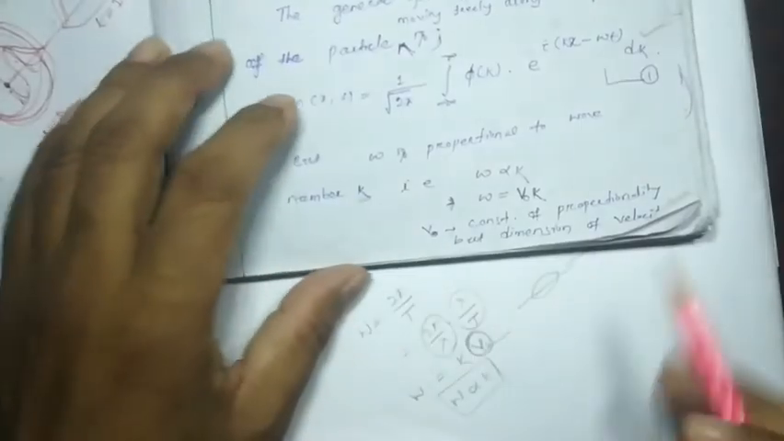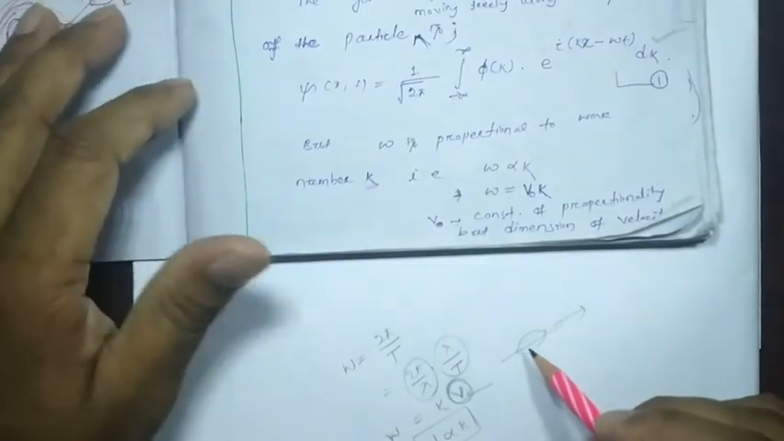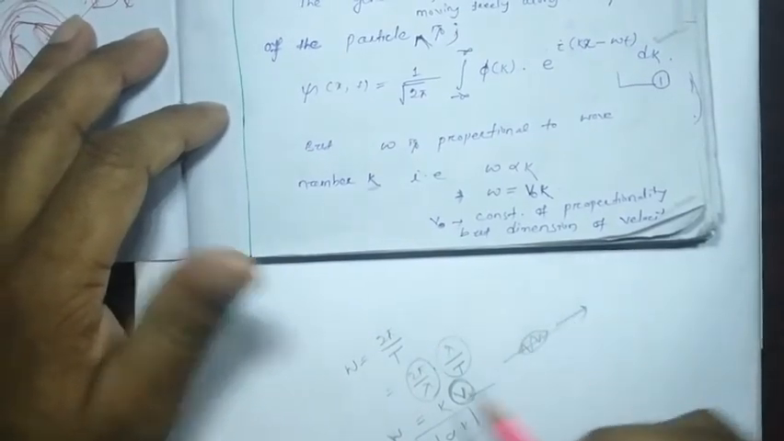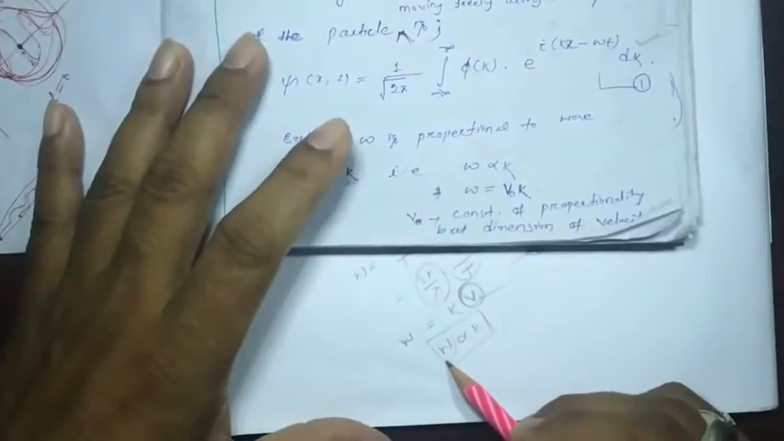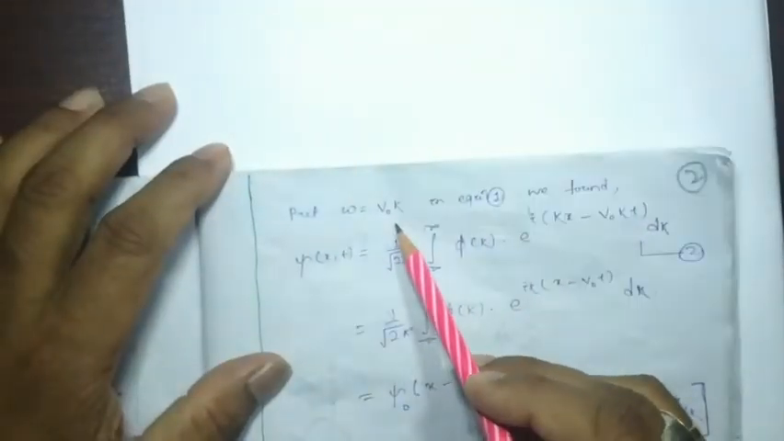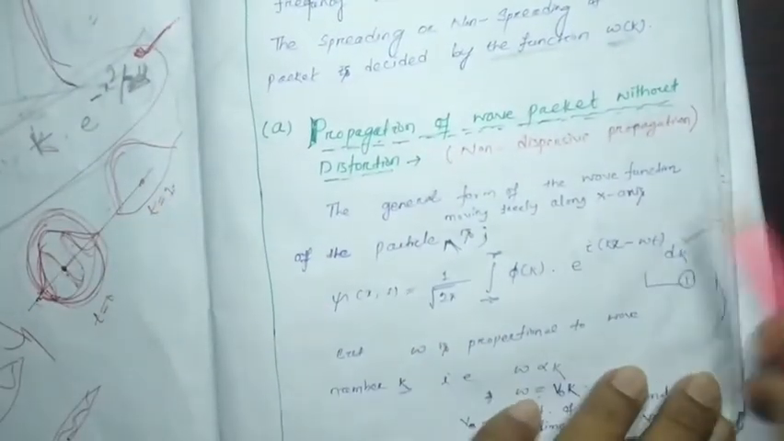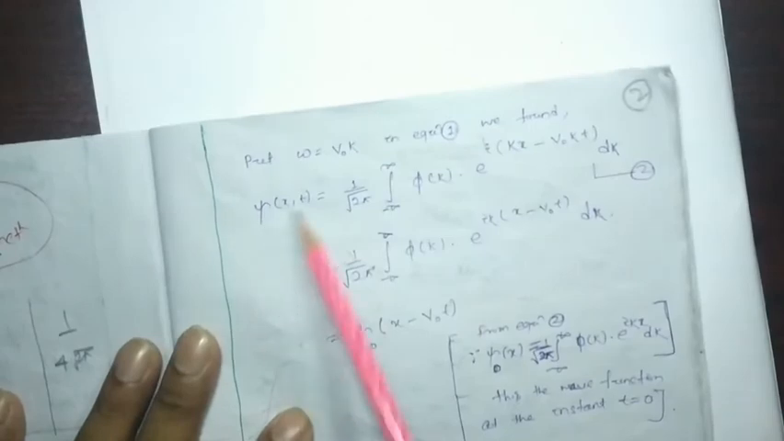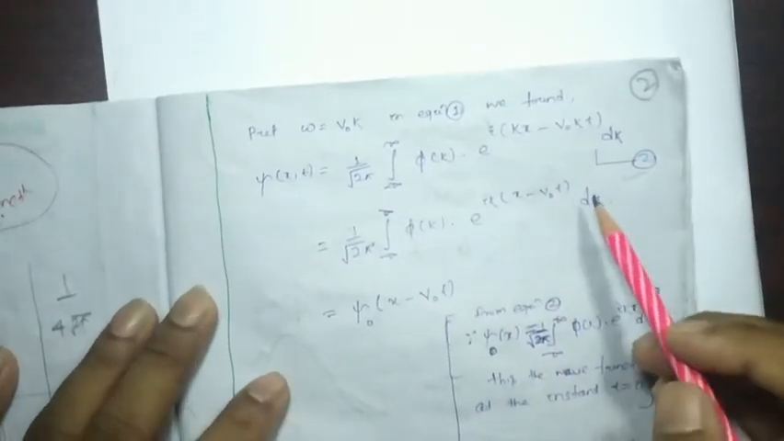If this particle or wave packet is moving along the x-axis with a constant velocity, then we can say that the angular frequency is proportional to the wave number. Now put omega equal to v0 k in equation number 1. This is our equation number 1. Instead of omega we put v0 k. If we do so, then psi(x,t) will be this. This is equation number 2.